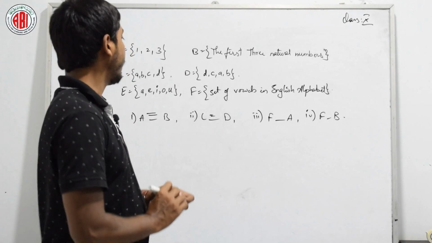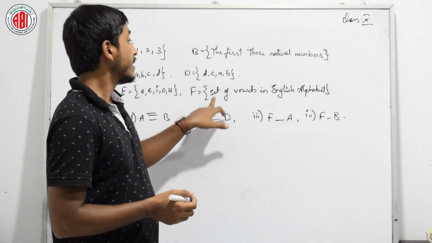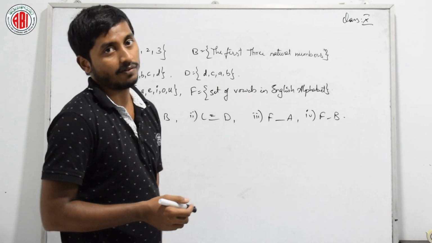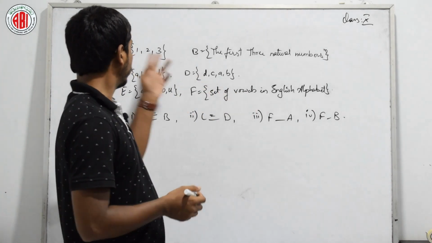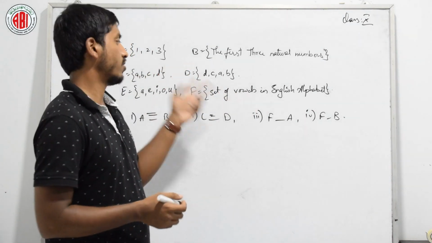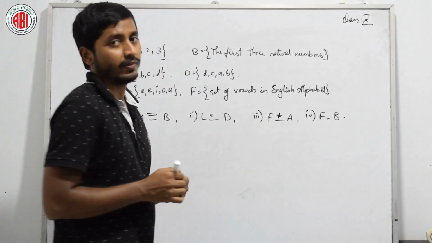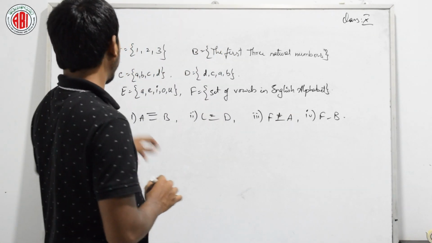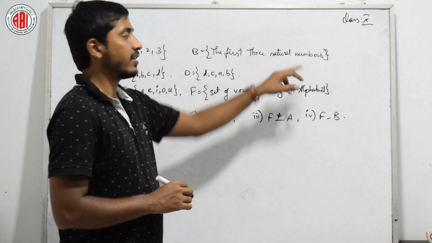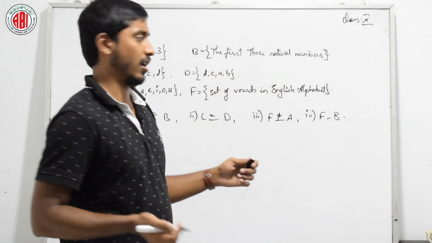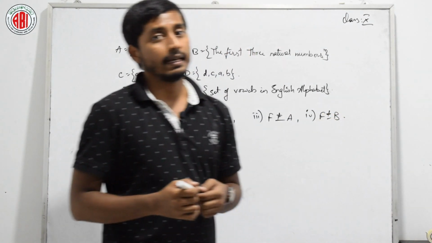Similarly, let us see F and A. What is A? 1, 2, 3. What is F? The set of vowels in the English alphabet. Is it clear? What are those vowels? A, E, I, O, U. Are 1, 2, 3 the same as A, E, I, O, U? No, not at all. Therefore, F is not equal to A. What about F and B? F is the vowels in the English alphabet. What is B? The first three natural numbers. Are those equal? Again the same thing. They are not equal. Is it clear?